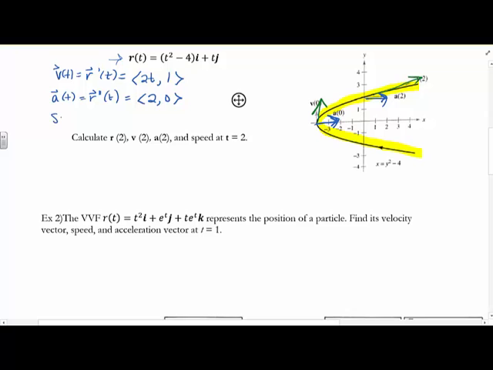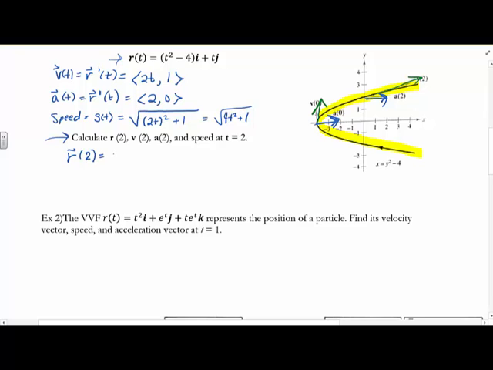And then last but not least, speed is the magnitude of velocity. If we want to call this s of t with no vector on it, because it's not a vector-valued function, my speed function would be the magnitude of the velocity function, which is the square root of 4t squared plus 1. Then it says calculate r of 2, v of 2, a of 2, and speed. I'm just going to do that, and you can see it on the picture over here.